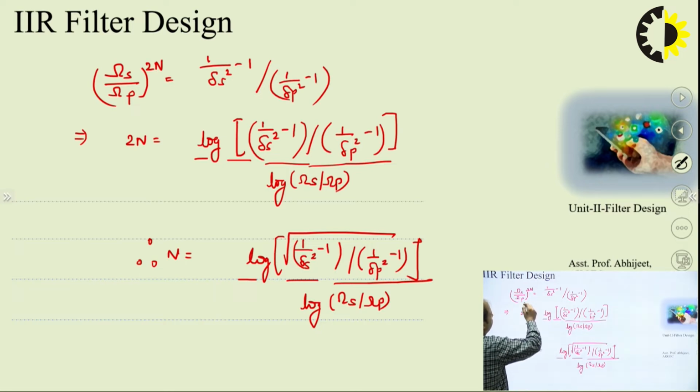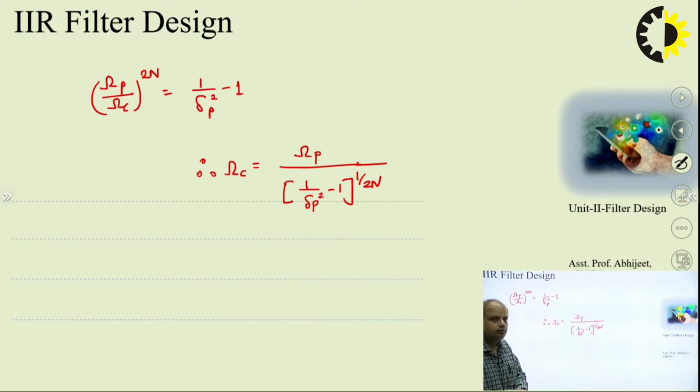So our basic expression will become (1 upon del s square minus 1) divided by (1 upon del p square minus 1) is equal to (omega s by omega p) raised to the power 2n. If we want to evaluate n first, I can take log on both the sides. So the 2 comes here, and our final expression is that the order of the filter is n equals log of the square root of [(1 upon del s square minus 1) divided by (1 upon del p square minus 1)] divided by log of omega s upon omega p. Everything here is part of the specification. So if I have the specification, I have the order of the filter.